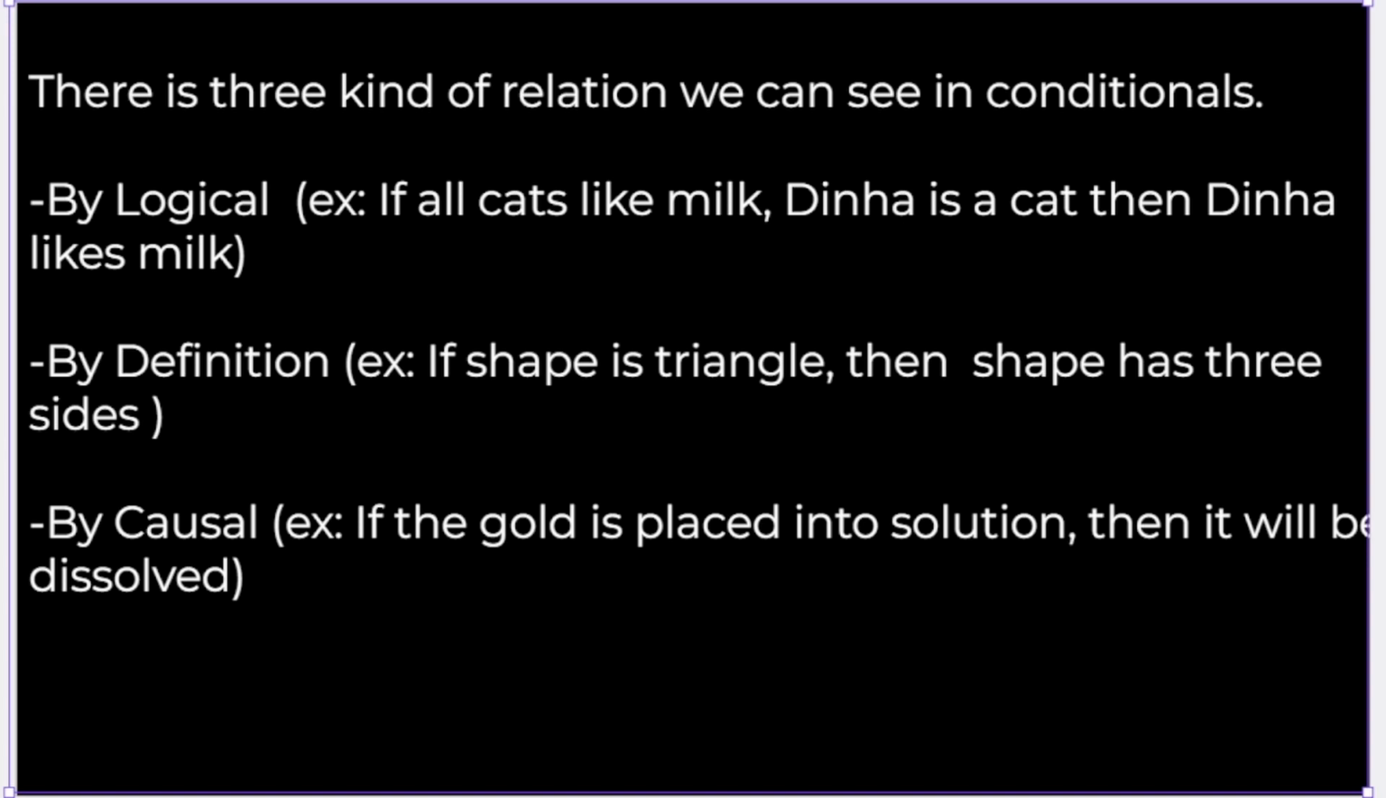And the third one is causal. For example, if gold is placed into a solution, which is the antecedent, then the consequent is that it will be dissolved. Here it is not a matter of logic or definition, but more empirical. You should test it by experiment to figure out whether this is true or not. That's causal. There are three relationships that a conditional can have: logical, definitional, and causal.